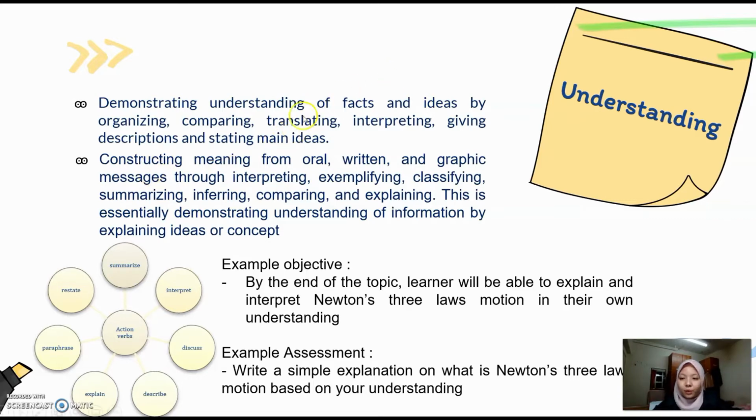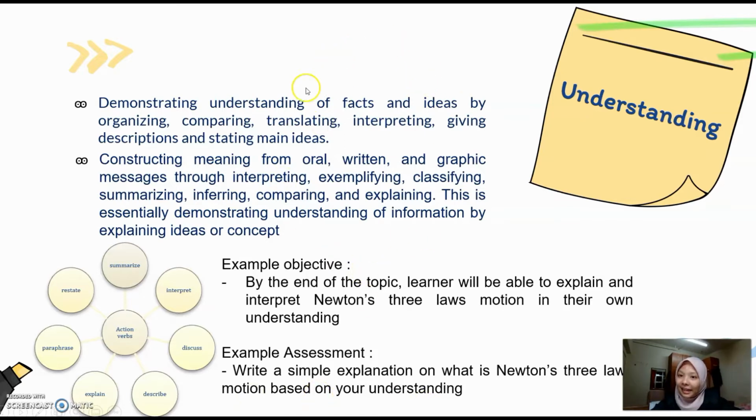Example objective that we can achieve is, by the end of the topic, learner will be able to explain and interpret Newton's three laws of motion in their own understanding. An example assessment we can give to the learner is write a simple explanation on what is Newton's three laws of motion based on your understanding.